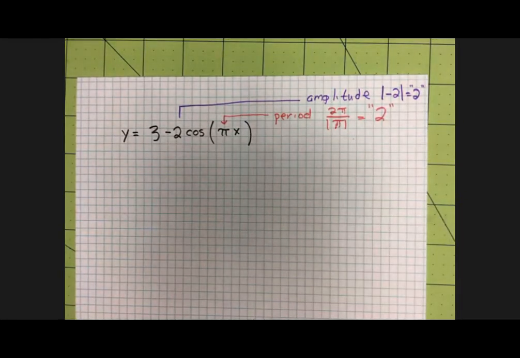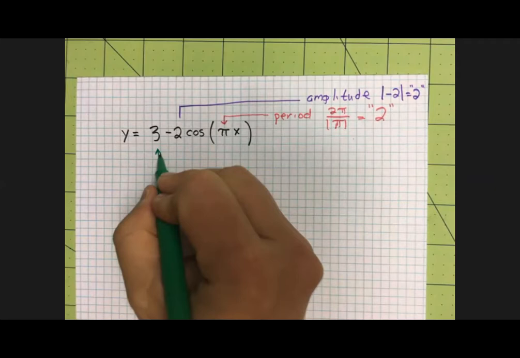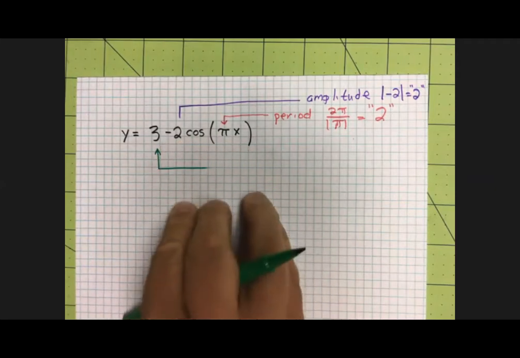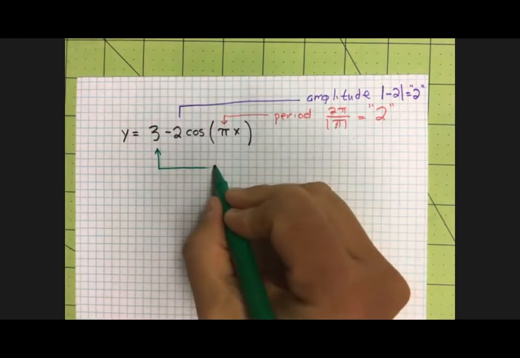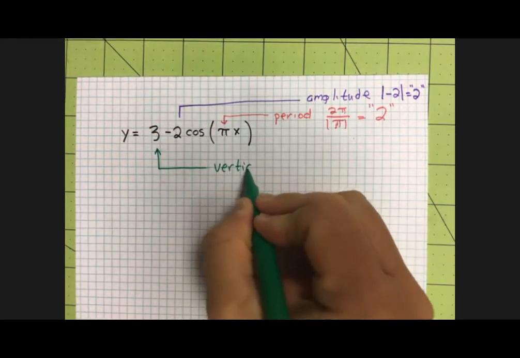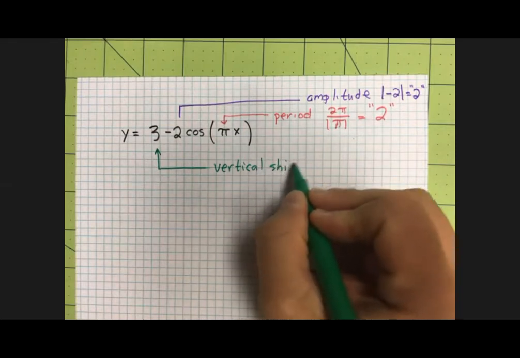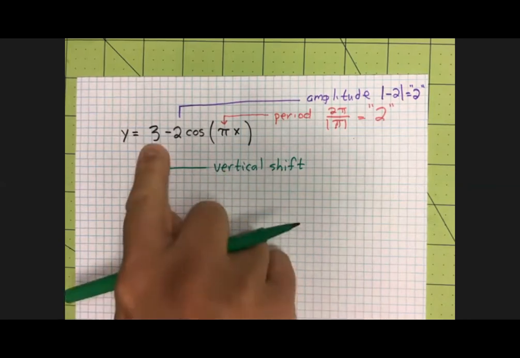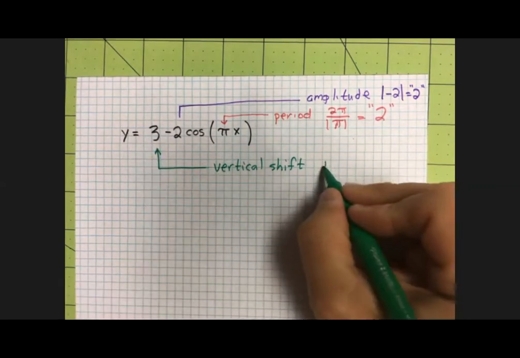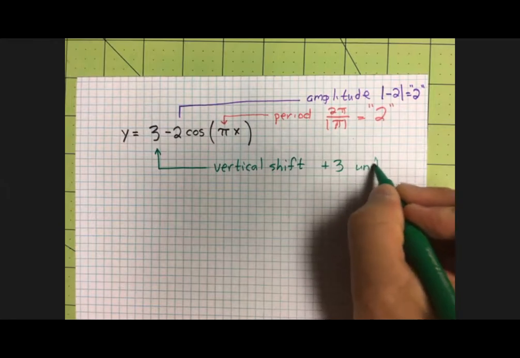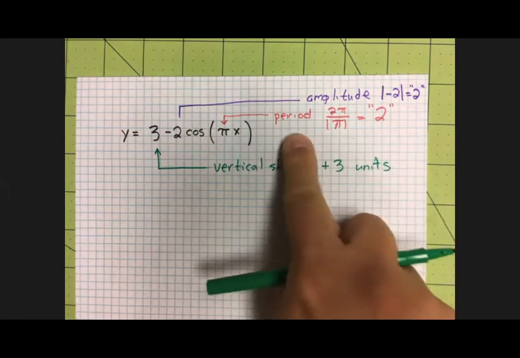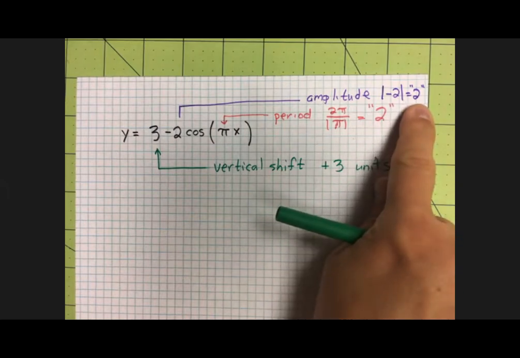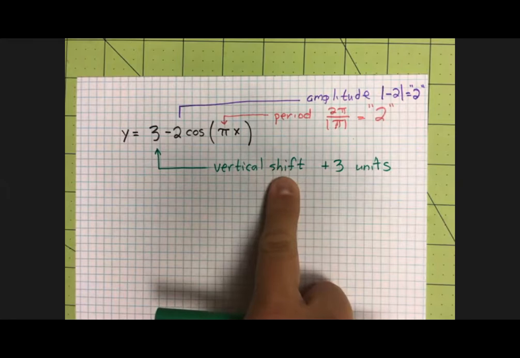And last step, what does this 3 do? Well, that takes the whole cosine wave and just lifts it 3 units. This is called a vertical shift. When you shift something, you just move it over, except this time I'm moving it up 3, plus 3 units. Let's put all 3 of these together. It repeats every 2 units. Its amplitude is 2. It's vertically lifted 3 units up.